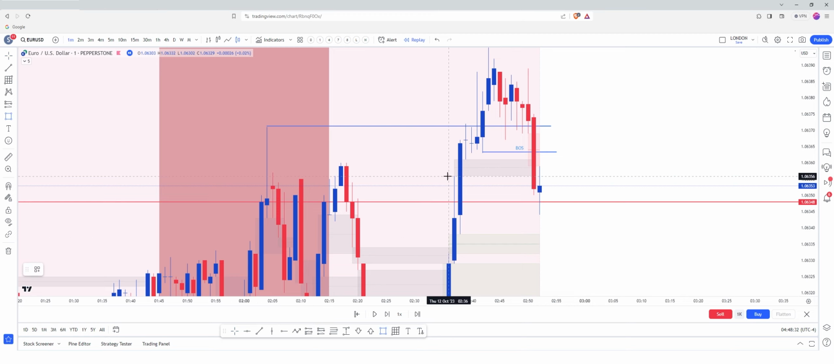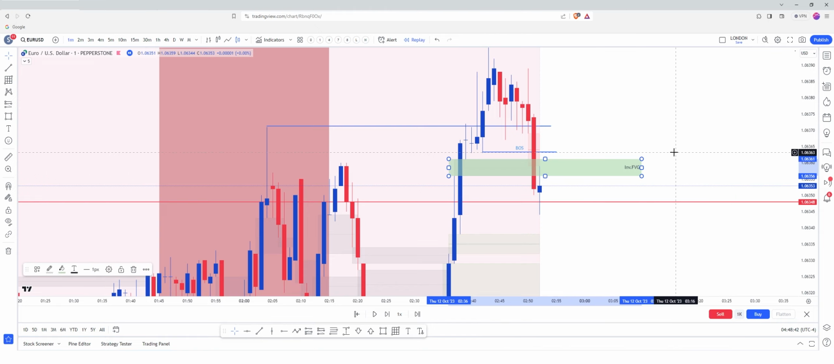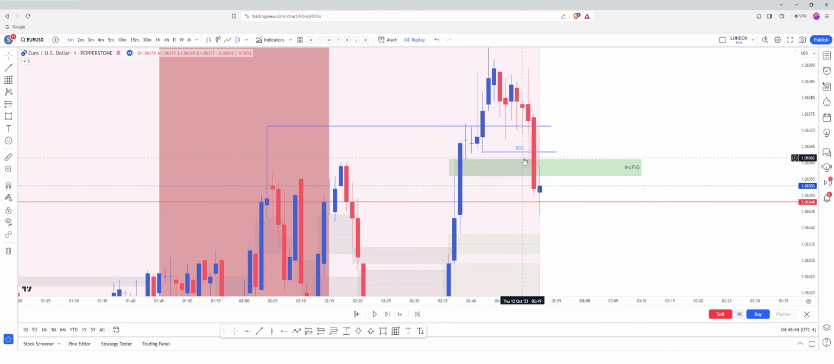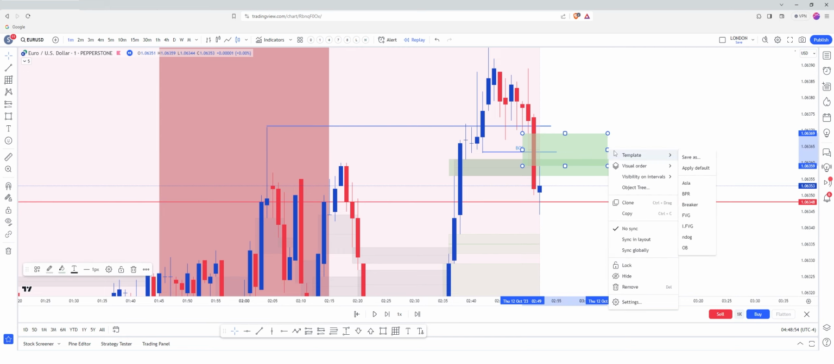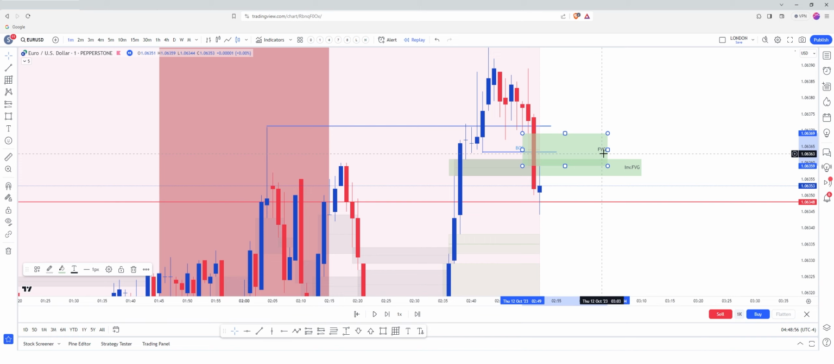So we've potentially got, well, it's not potential, we've definitely got an inversion fair value gap at this point, because this bullish fair value gap has failed. So there's one indication that we're getting a reversal. We've had a break of structure, there's the second. Obviously we got a bearish fair value gap at this point. I'm just going to change the color of that to red.